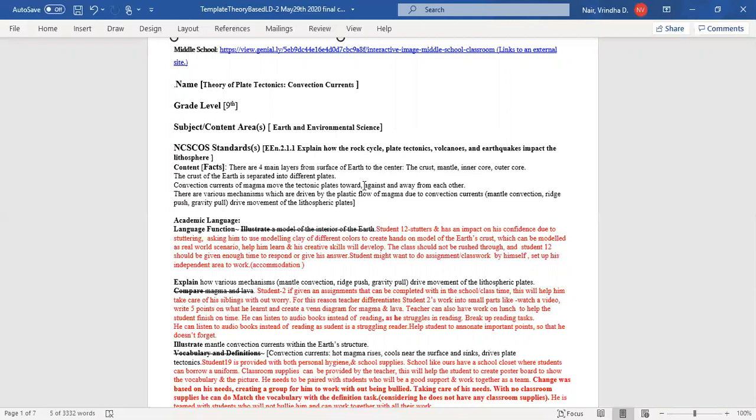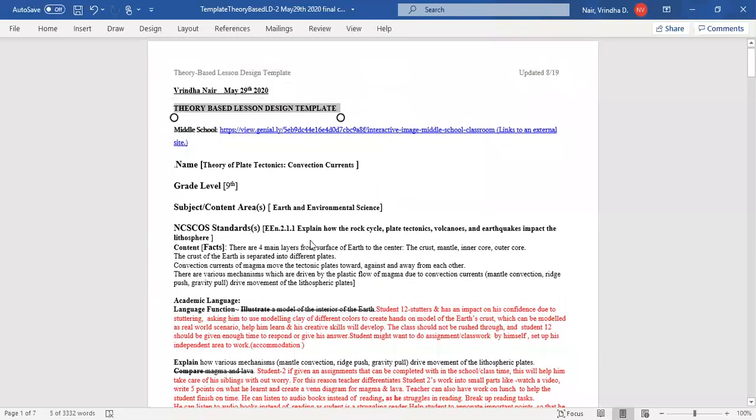The crust of the earth is separated into different plates, and that is something my sixth grade students learn too. So this topic is touched on even in sixth grade, and as I see here, in earth and environmental science it's also touched on in ninth grade. They go a little bit more into detail in ninth grade when compared to sixth grade. So I did teach this concept, so it was more comfortable for me to do my lesson plan in this unit.